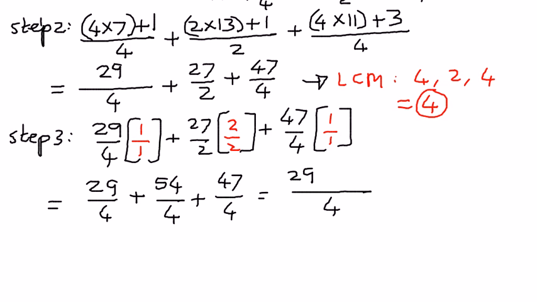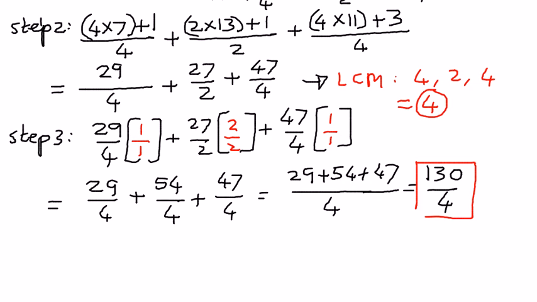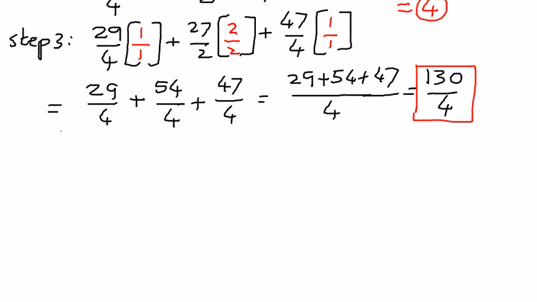I have 29 plus 54 plus 47. When we add up all these numbers, we come up with a value equal to 130 divided by 4. So 130 divided by 4 is in its improper fraction format, but if we want to write it out as a mixed number, we can do that. I'm going to write that as a next step here.